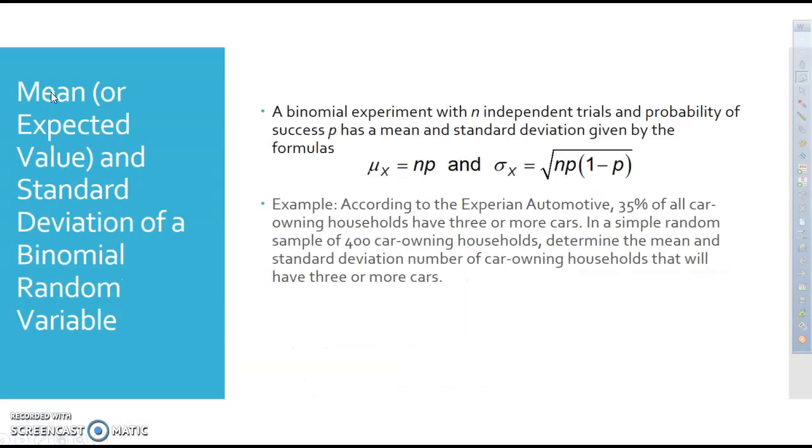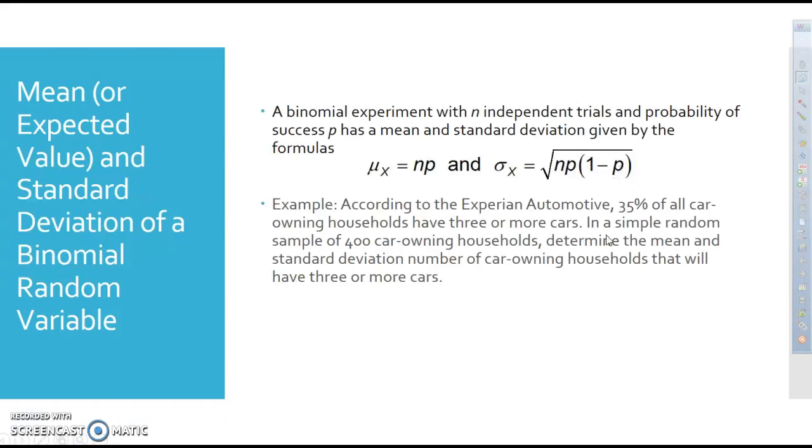Of course, we wanted to find the mean or expected value and the standard deviation of the binomial probability. Real easy formulas here. The mean is going to be the number of independent trials times the probability of success. The standard deviation is the square root of that times the failures. Okay, so number of trials times the probability of success times 1 minus the probability of success, which gives us that probability of failure.